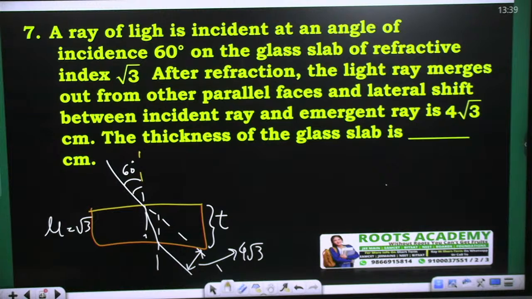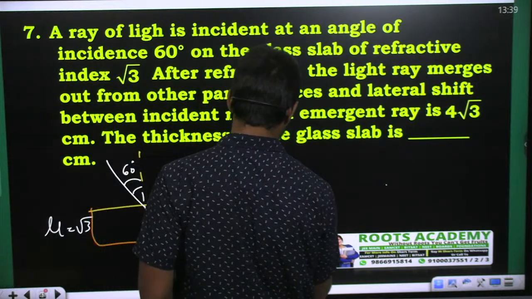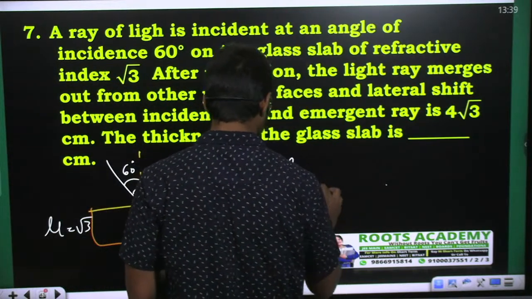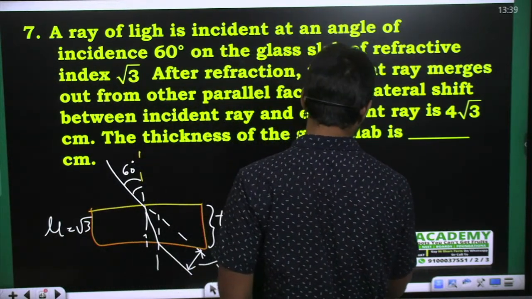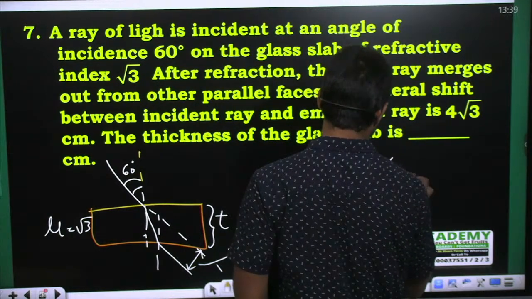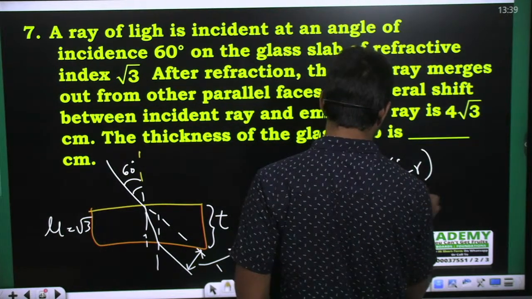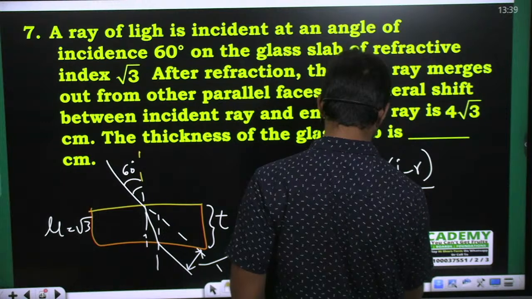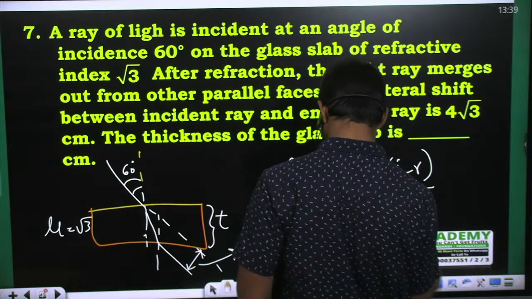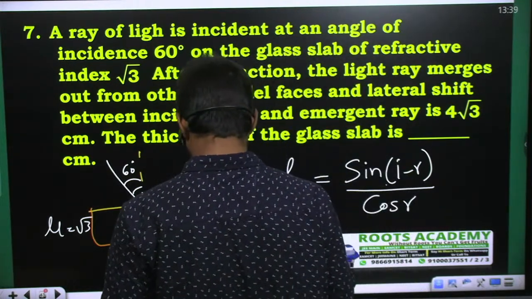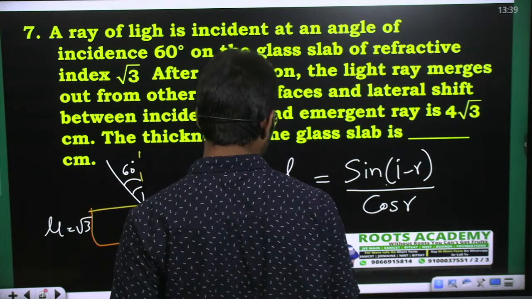From Snell's law you can make this out. Actually, we have a direct standard formula, which you can derive from Snell's law: L by T is equal to sin(I minus R) by cos R. So how do you find R? First we need to find R.